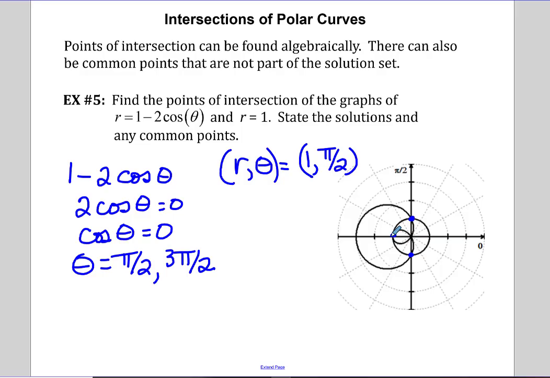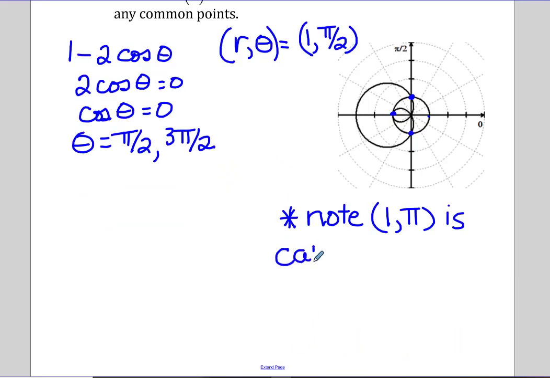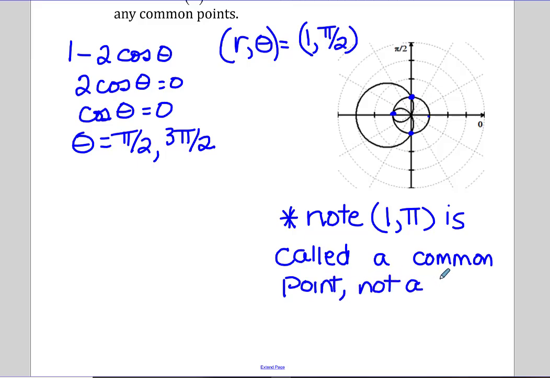And then this one's called a common point. That's not a solution, because this one's going around and around this way, and this one's starting here and going this way. So we're going to make a little note about that. When r is 1 and theta is pi, that is known as a common point. That's not a solution.